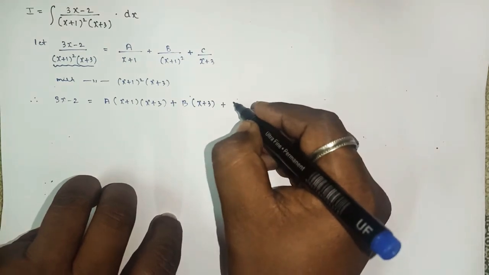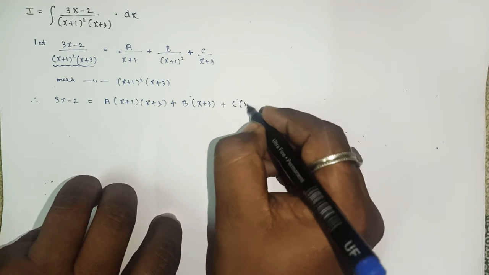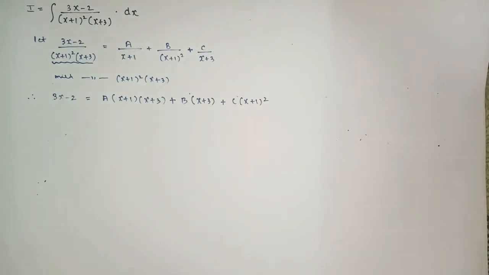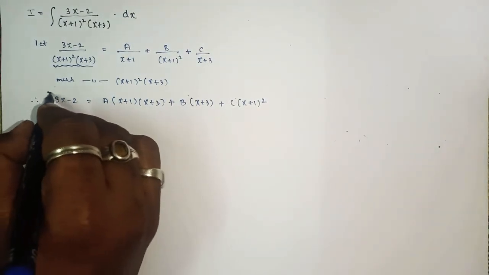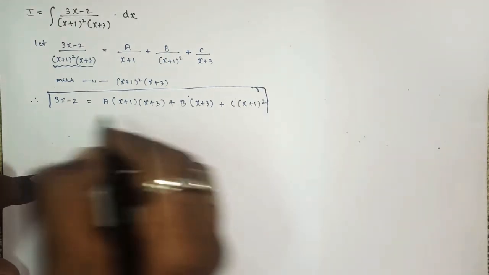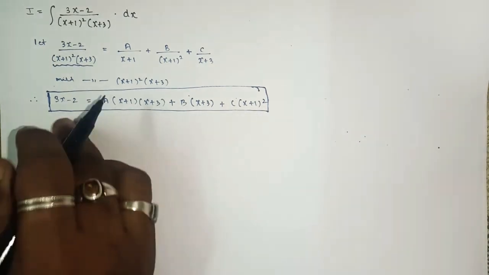Okay, here x plus 3 will get cancelled and here you will get what? x plus 1 the whole square. Okay, so now remember this step. This step is very important. Okay, we'll write this step inside the box. Why is this very important?